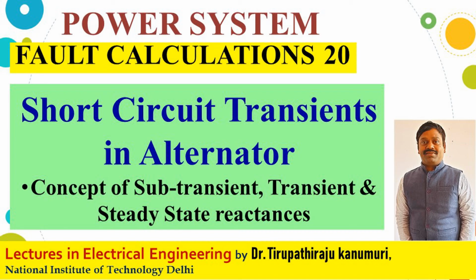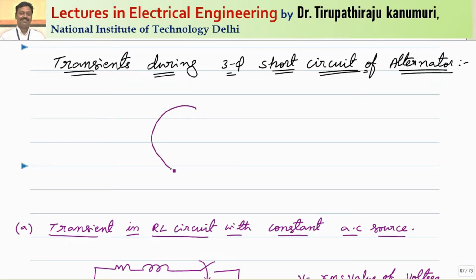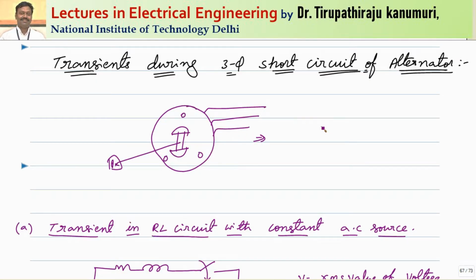Hi all, today we are going to discuss transients during three-phase short circuit of an alternator. If you take your alternator, there will be a prime mover, and through the prime mover you rotate the rotor of your alternator. Because of that the three-phase supply will be generated and those three terminals will come outside.